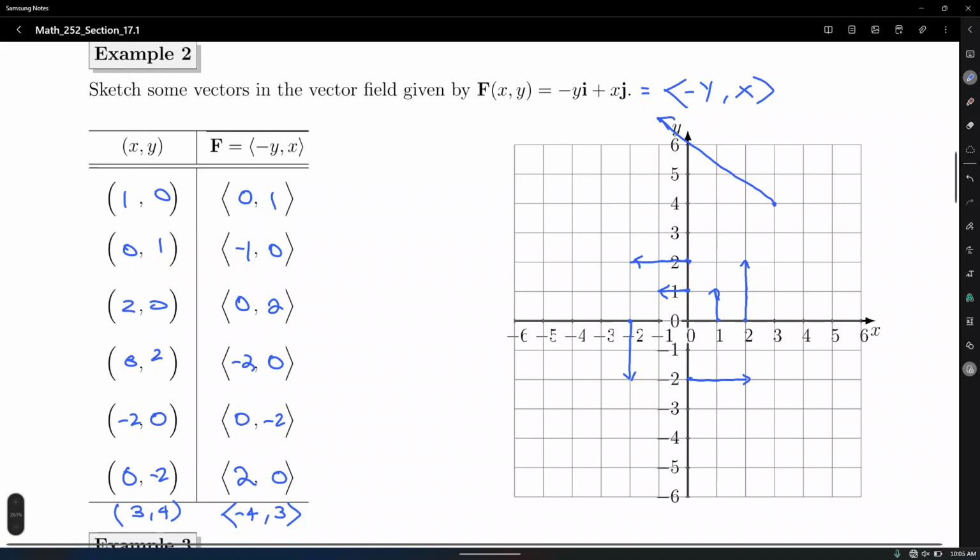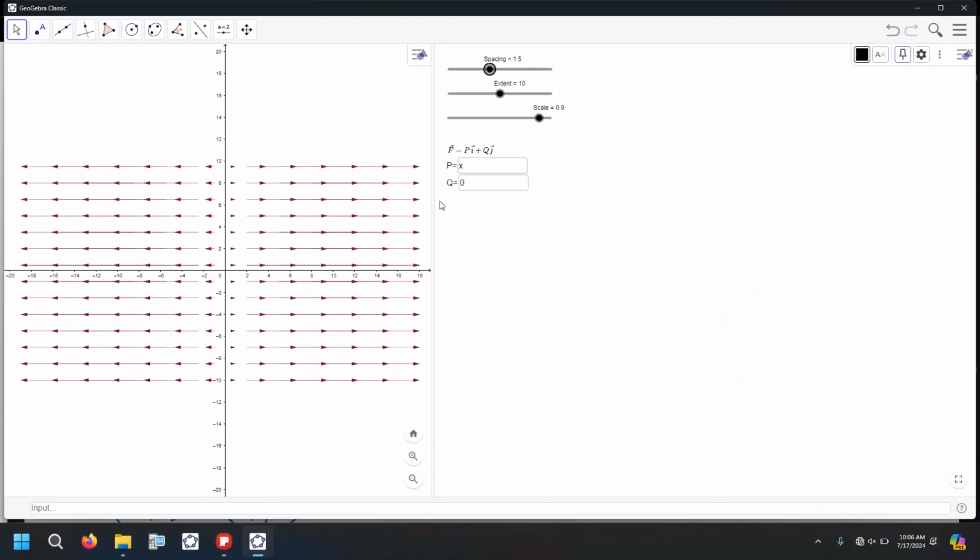Okay, look at these vectors. What did you notice about this vector? What does that represent? If this were maybe a magnetic field or a streamline or something, what does that look like? Looks like something spinning, right? Yeah, it looks like spinning. Okay, let's go to GeoGebra and see what it is about.